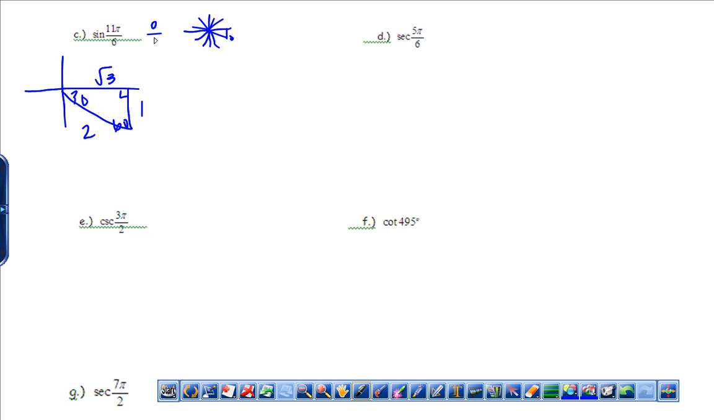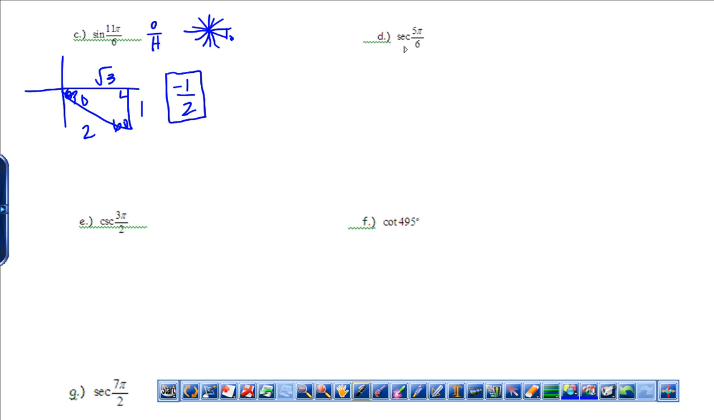Sine is opposite over hypotenuse. So from your theta, which is always at your origin here, this is going to be opposite over hypotenuse, so this should be 1 over 2. If you think of all students take calculus, cosine is the only one that's positive, so this should be a negative value.